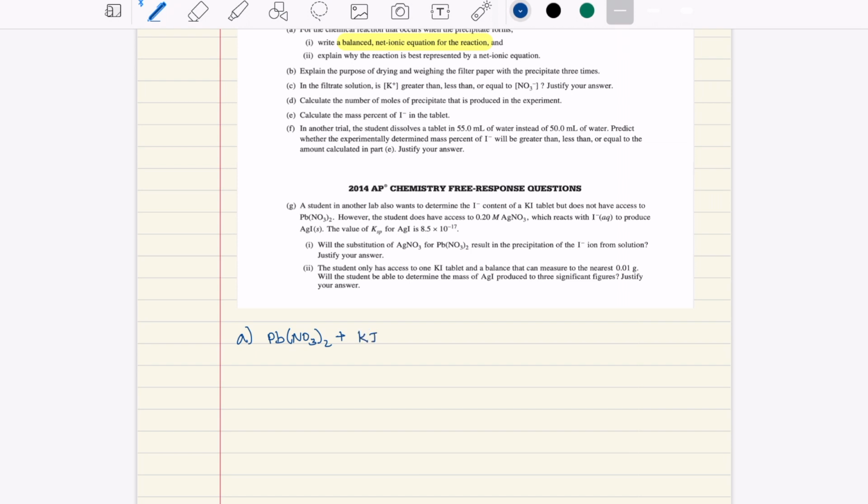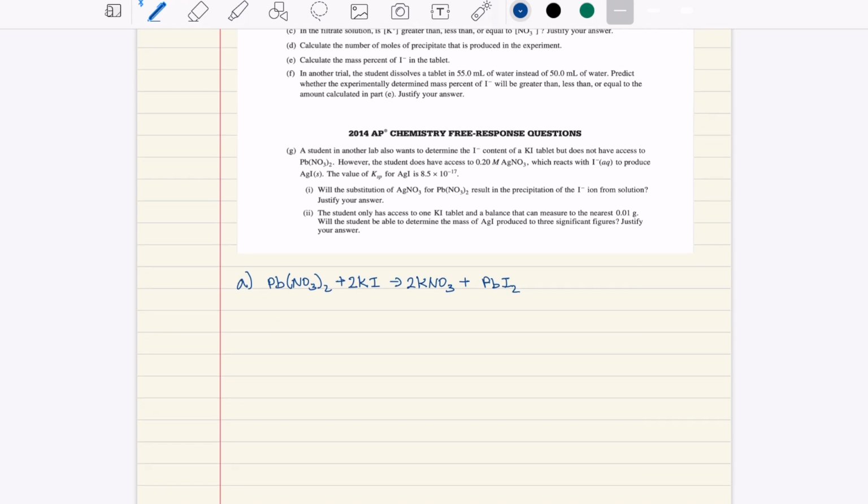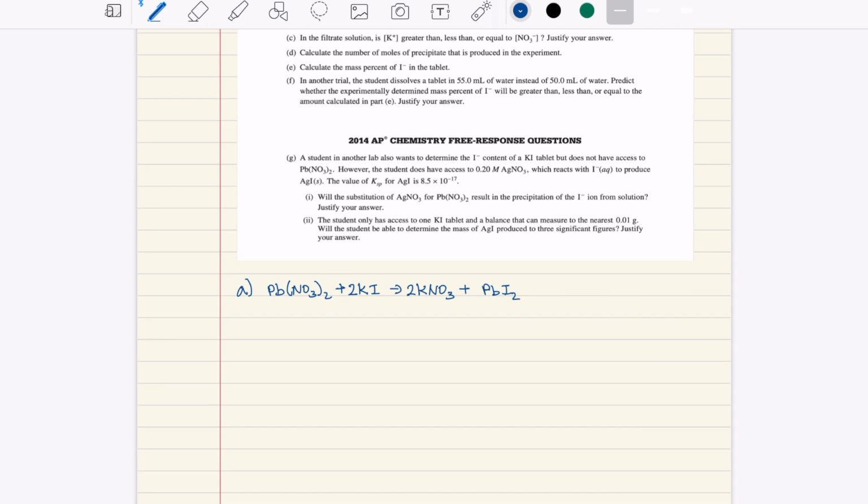KI will go and form KNO3 and PbI2. Now we can start by balancing this regular equation, right? So we need to put a 2 here in order to balance the K and the I, and then we also need a 2 here in order to balance the NO3 minus, right? So after this, we need to separate these molecules into their ions.